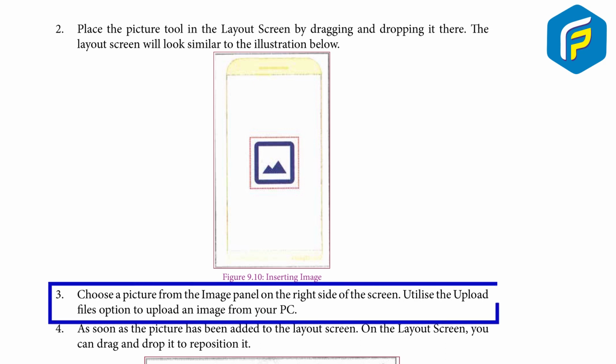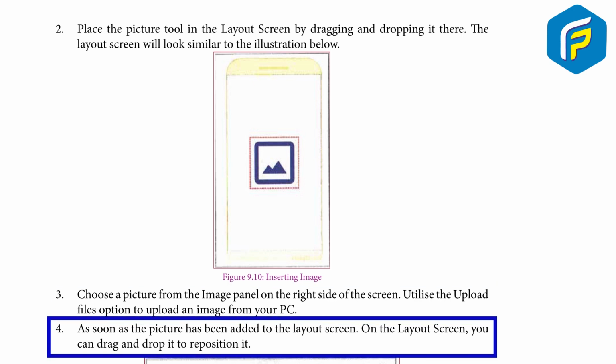3. Choose a picture from the image panel on the right side of the screen. Utilize the upload file option to upload an image from your PC. 4. As soon as the picture has been added to the layout screen, you can drag and drop it to reposition it.